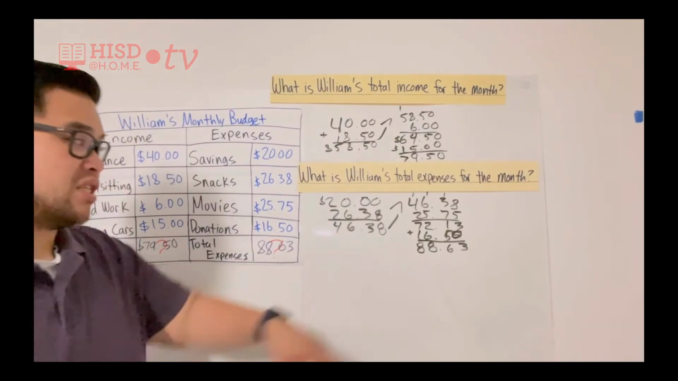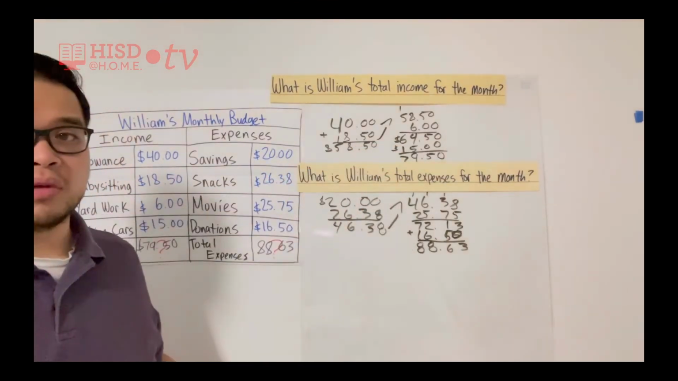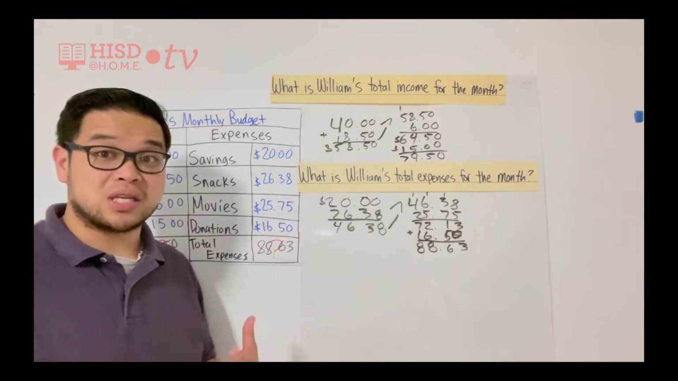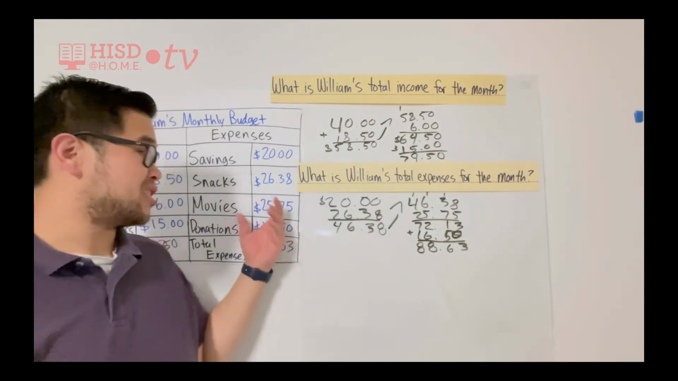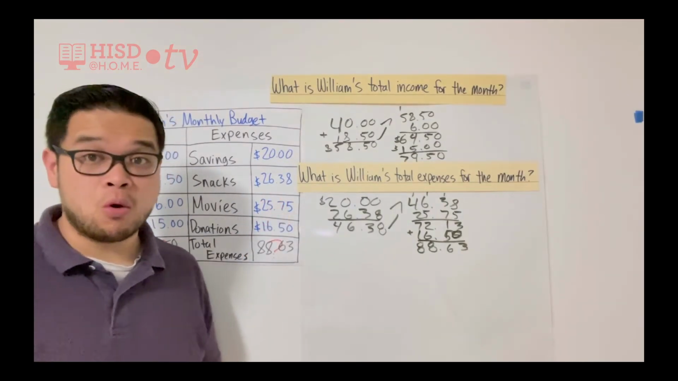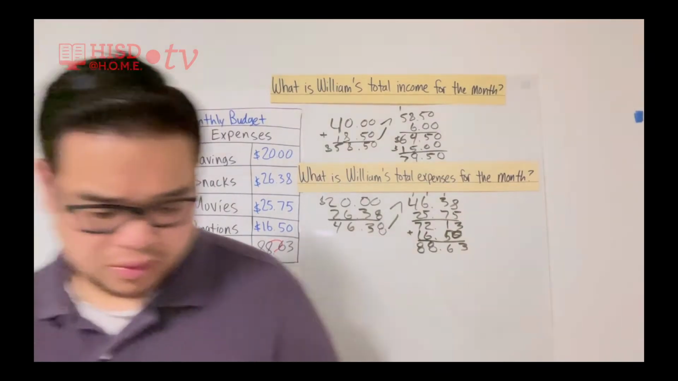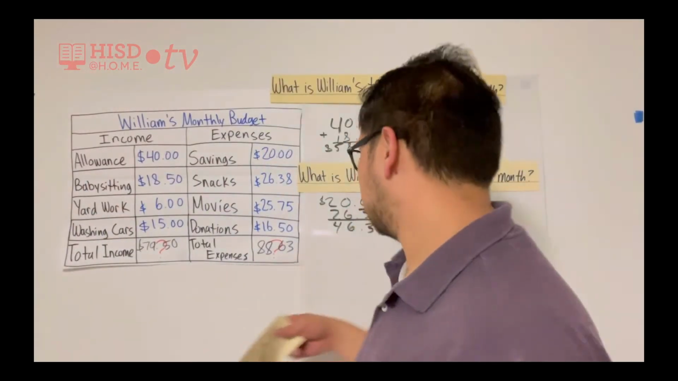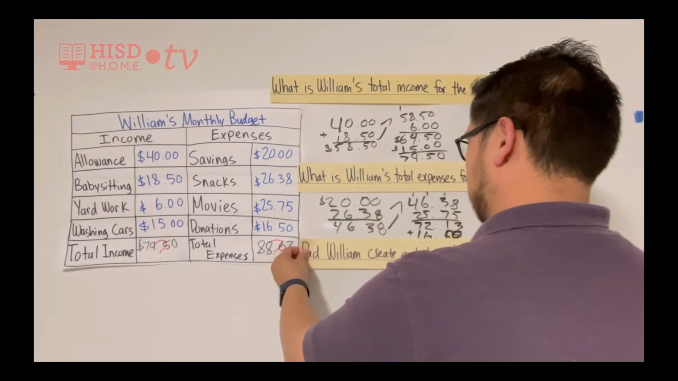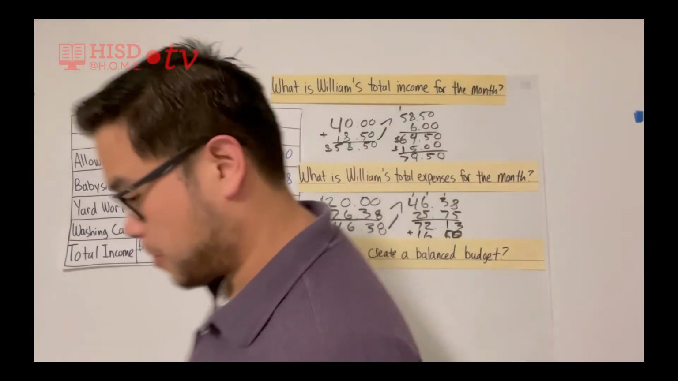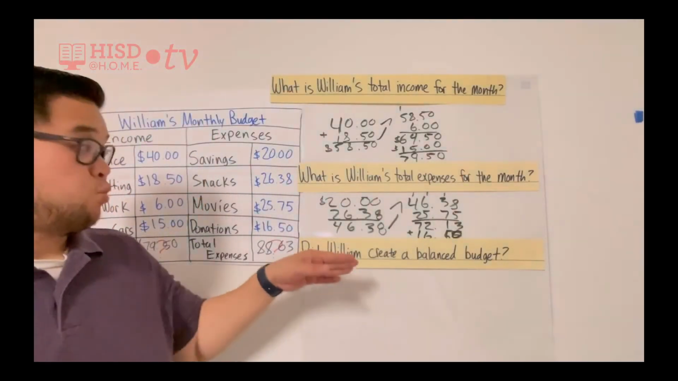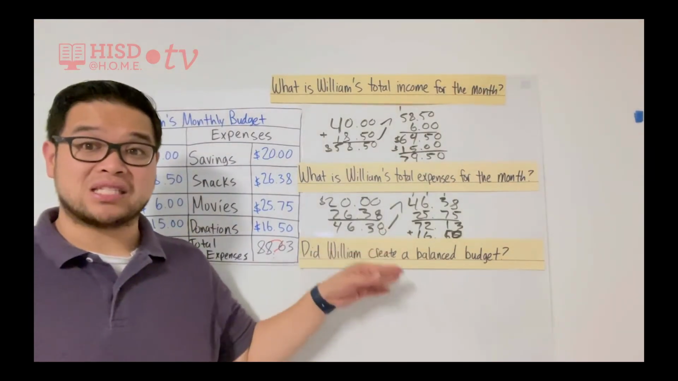So if we look at this, his expenses are more than his income. So the amount of money that he's getting through his income isn't enough for his expenses. So he's actually spending more than what he's actually getting. So that's going to lead me to my next question. Did William create a balanced budget?